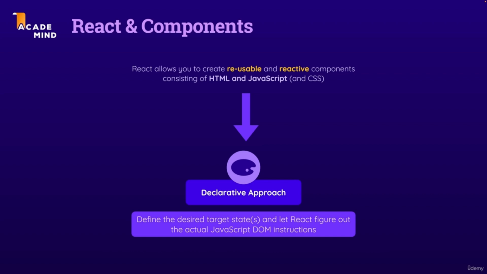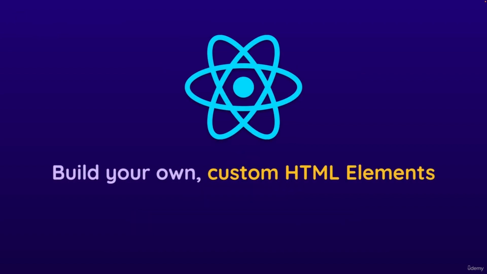Instead, with React and React components, you just define these end states and under which conditions which state should be used, and then React will do all of the rest under the hood. It's a bit like magic. It's of course not actual magic, but it will make your life as a developer much easier. So you could say that in the end, we just build our own custom HTML elements and we combine them together for building a user interface. But that's enough of the theory for now. Let's now finally dive into some code and start building these components.